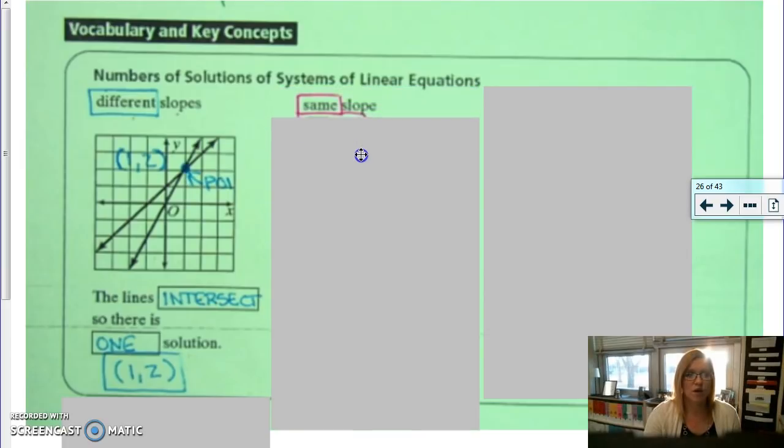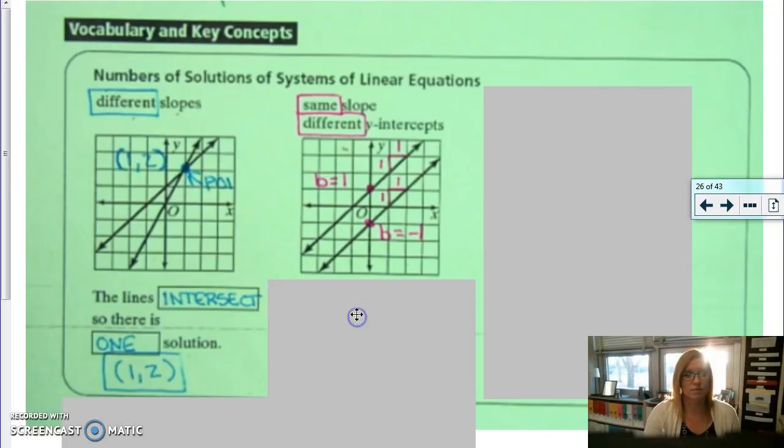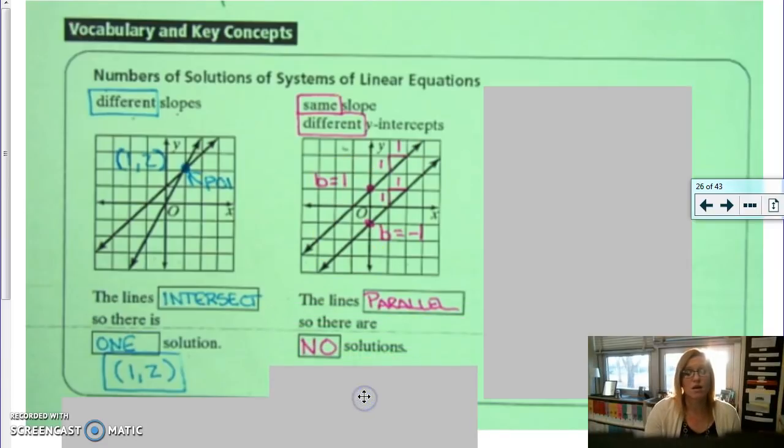Okay, the second one. If you have the same slope, both equations have the same slope, but they have different y-intercepts, this is what the graph would look like. You can tell here, these two lines both start at different points. This one has a y-intercept of -1. This one has a y-intercept of 1. The slopes are the same, up 1 over 1. So same slope, different y-intercept, and you can see that these lines are parallel. If they are parallel, there will never be a POI, a point of intersection. Therefore, there will be no solutions to these problems. They will never cross.